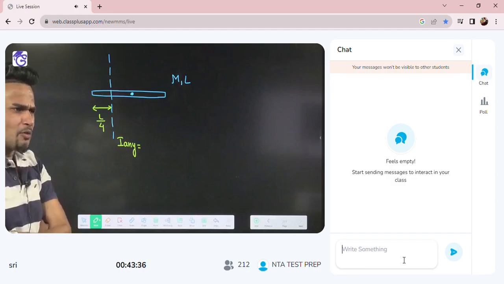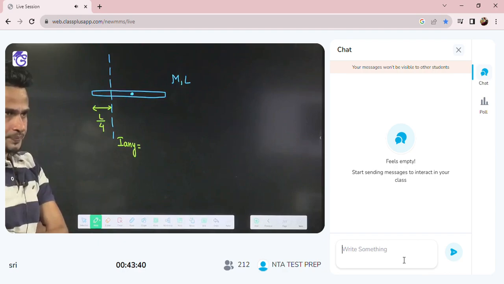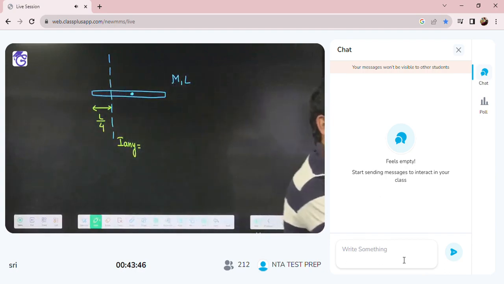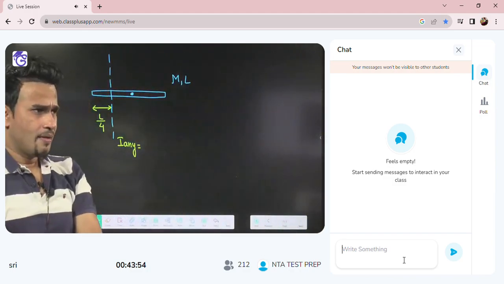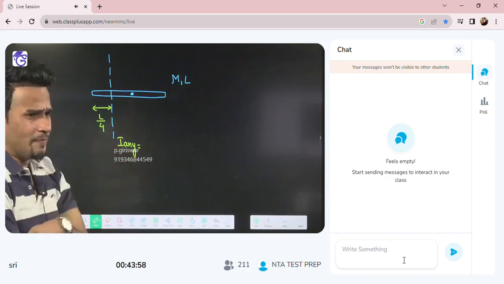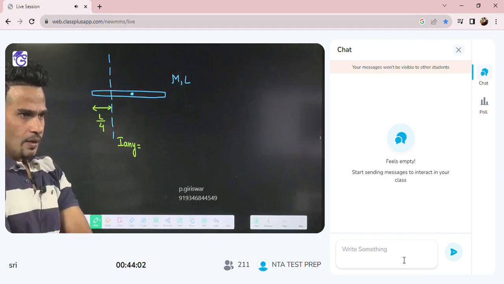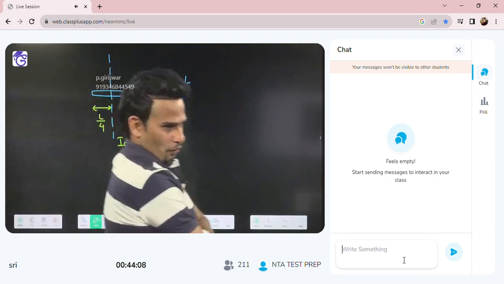Why will ML square by 3 come? That is not the end. The axis is not at the end. When the axis is at the end, then it comes as ML square by 3. Here the axis is not at the end. Wrong.